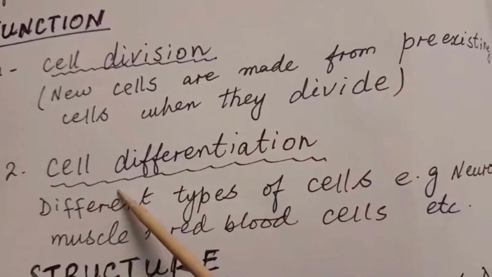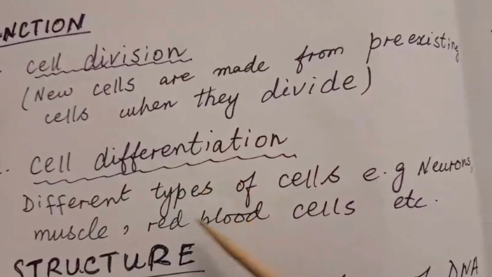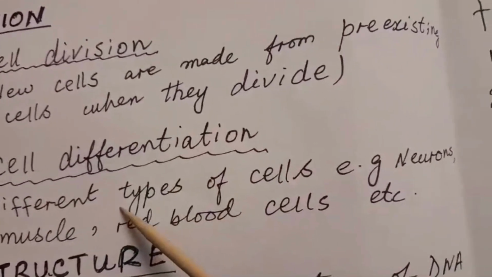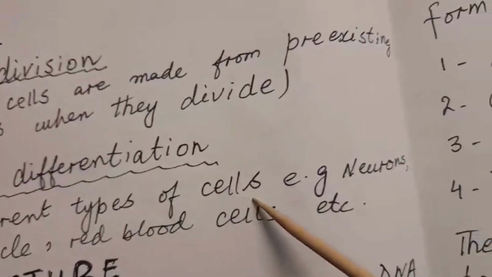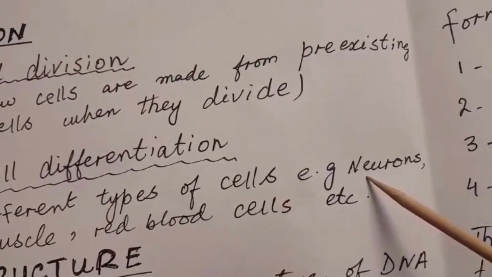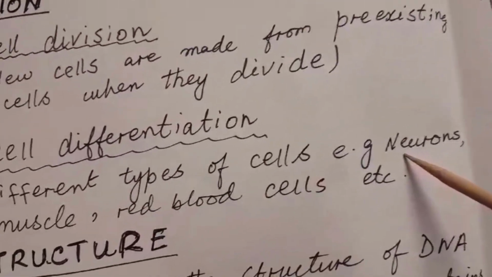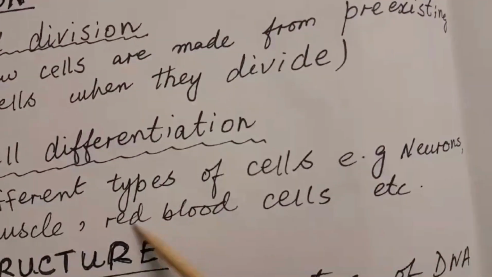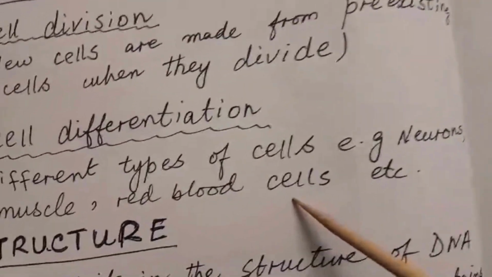The second function is cell differentiation. When new cells are made, they are differentiated into different types of cells, like neurons, which are the cells in our nervous system, muscle cells, red blood cells, etc.